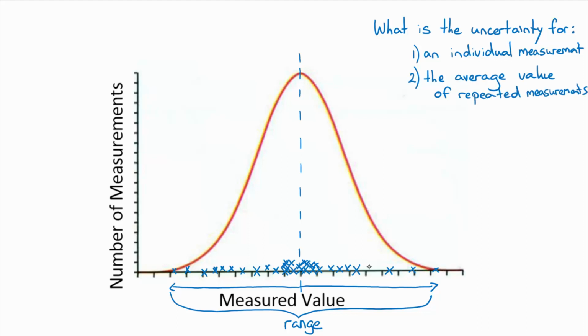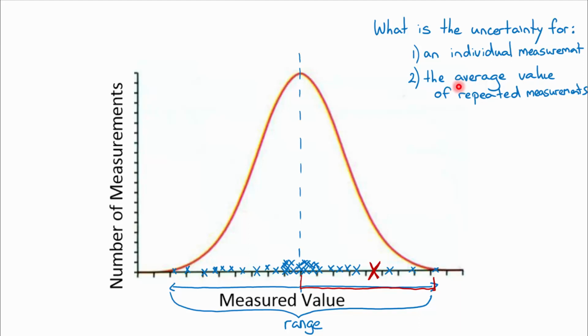Working out the uncertainty for an individual measurement is actually pretty straightforward. We just need to say, given any individual measurement that we take, how far from the average value is it likely to be? So if we took a measurement, we would know that that measurement would be within that half range from the average value. We can only estimate that uncertainty for the individual measurement after we've taken a whole bunch of data to see what that distribution looks like.